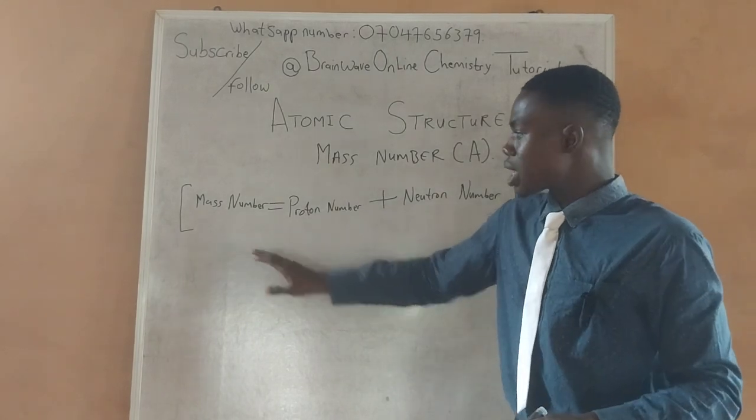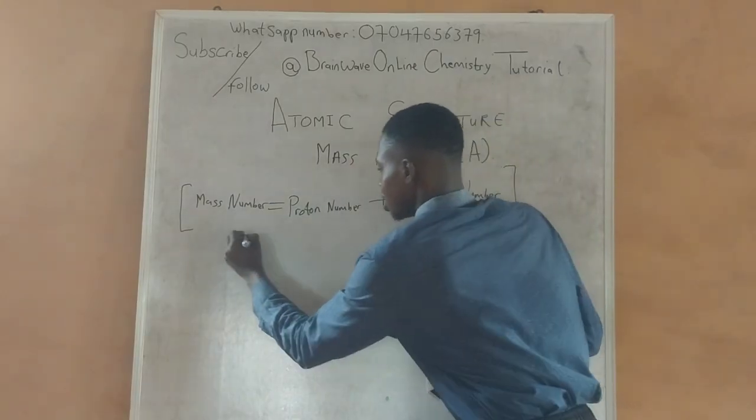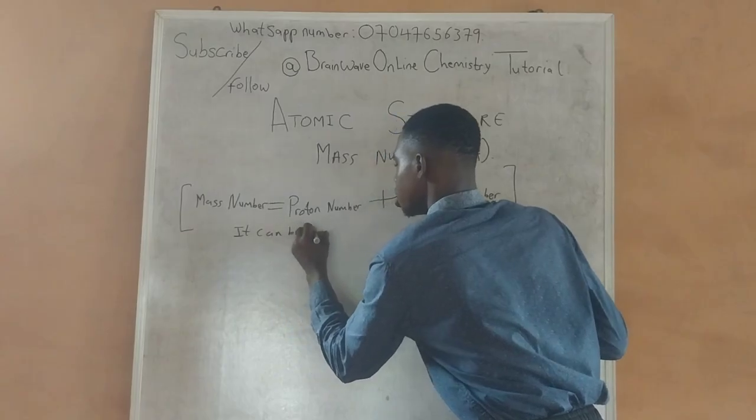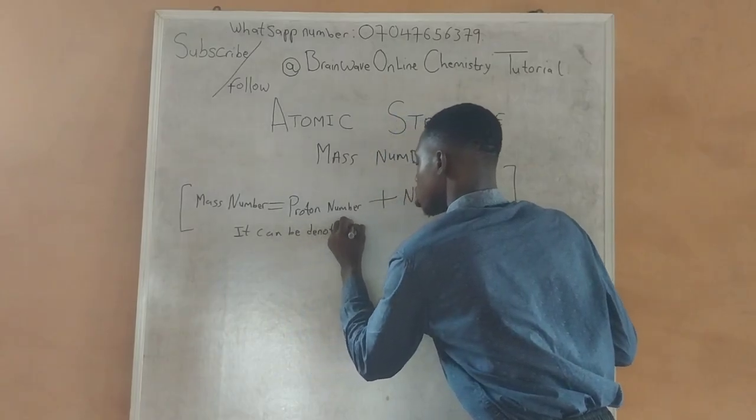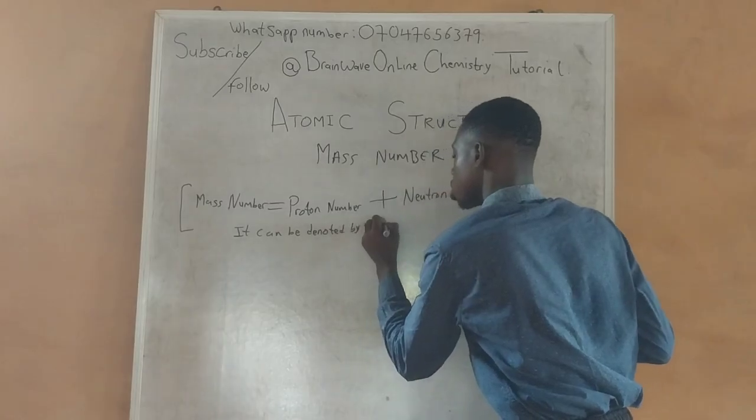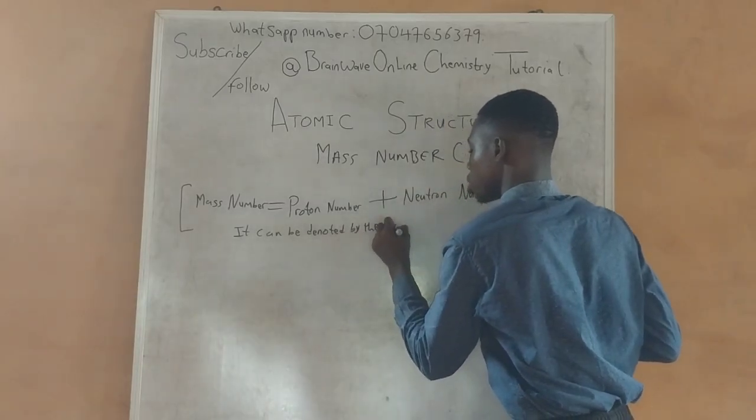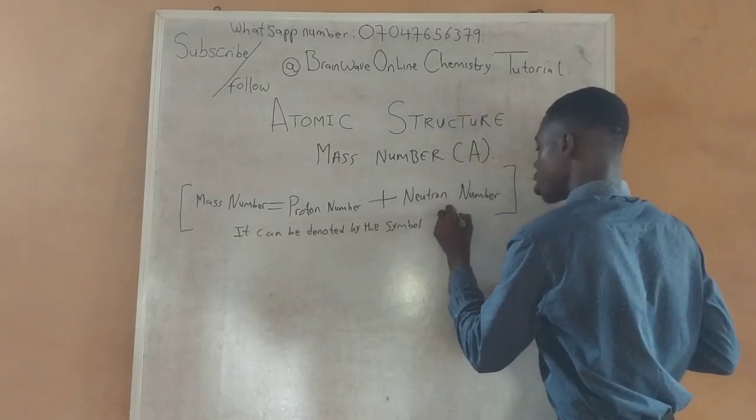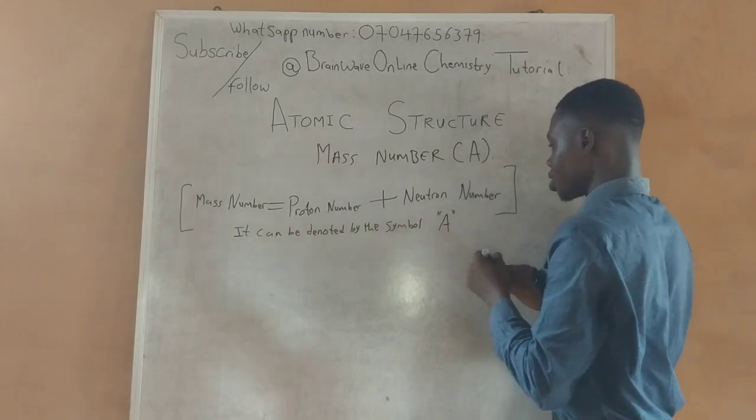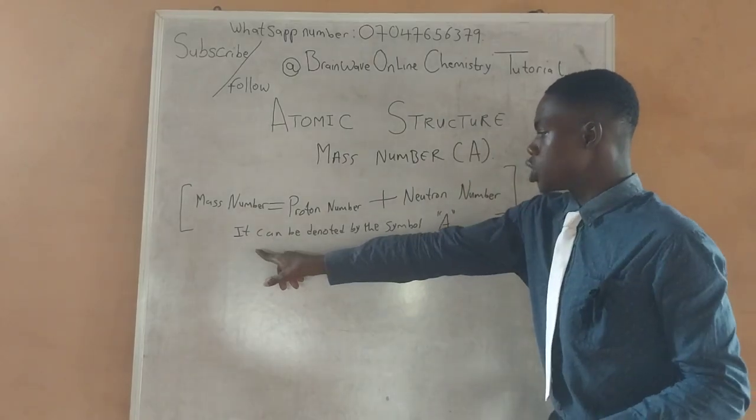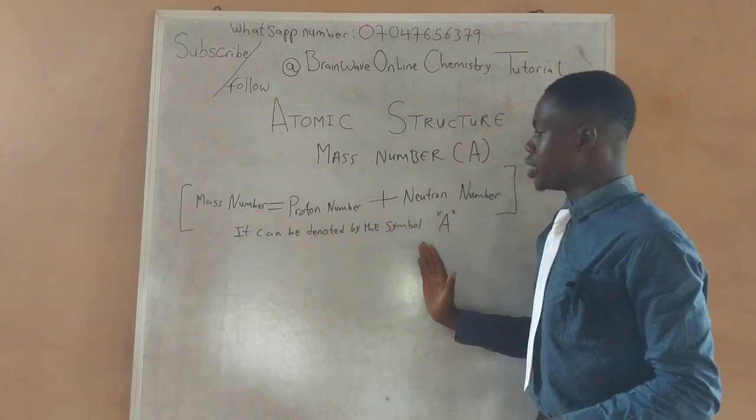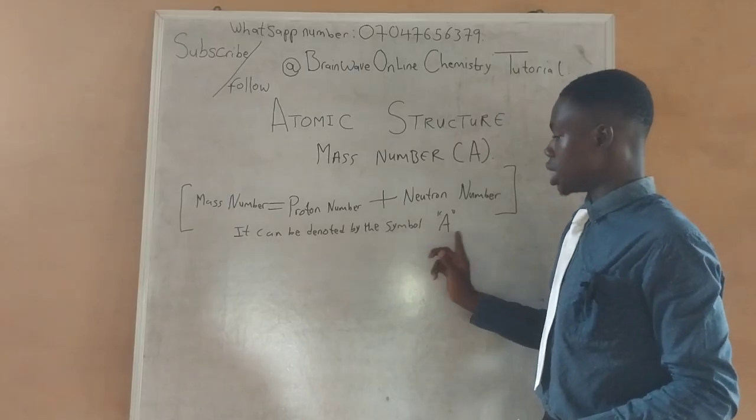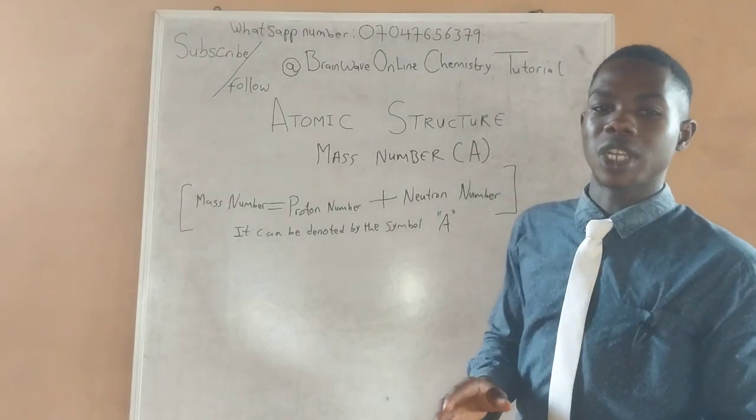Please, we should take note that mass number can be denoted by the symbol A. Please take note that mass number can be denoted by the symbol A. So you should take note of this: mass number can be denoted by the symbol A.